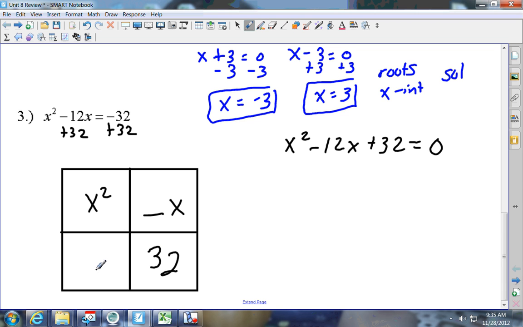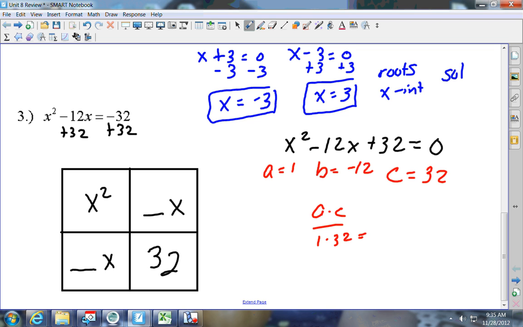Something x, something x. A is 1, B is negative 12, C is 32. A times C, 1 times 32 is 32. I need the factors of 32. Well, I've got 1 and 32, 2 and something. I already know I've got to find them that equal 12.